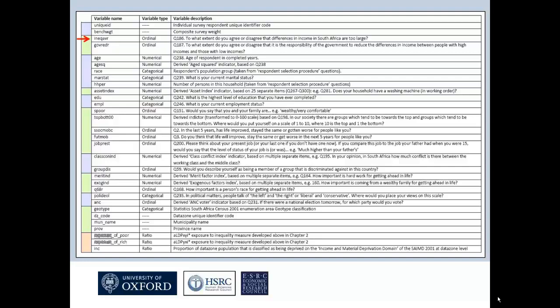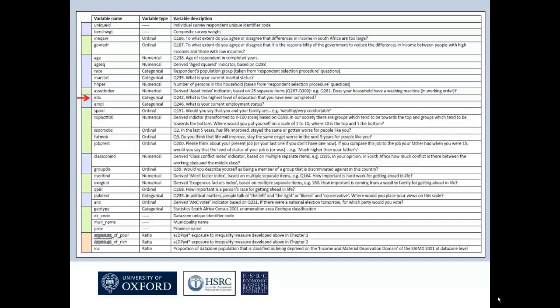Our two dependent variables in the modelling process, which I discussed earlier, are aversion to income inequality and support for government responsibility for income redistribution, and then a series of independent explanatory variables. In terms of demographics, we have some variables on respondent age, race, marital status and household size. We have a derived indicator relating to material asset ownership, which is based on 25 separate questionnaire items, such as, for example, does your household have a washing machine in working order? And I'll come back to the asset index variable in a moment.